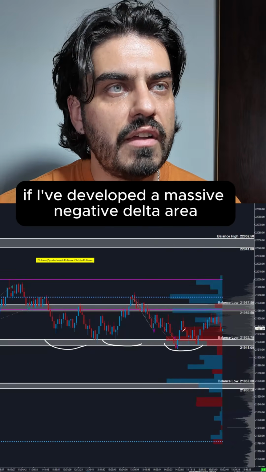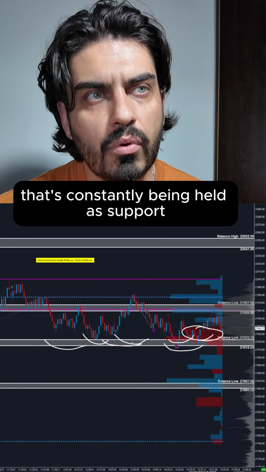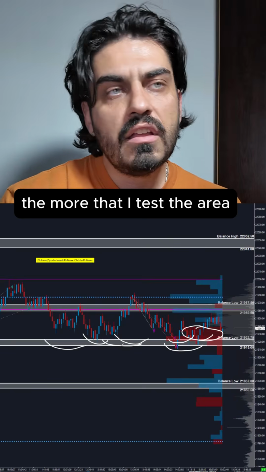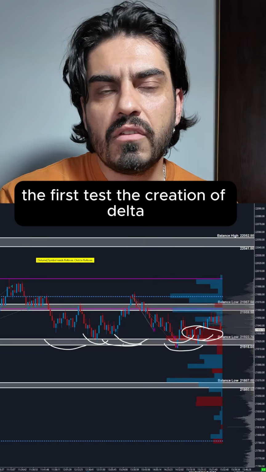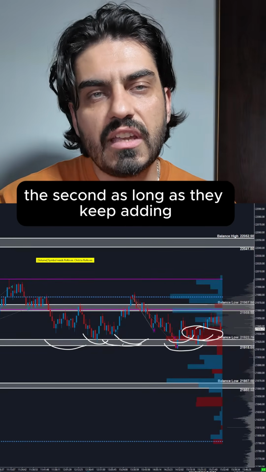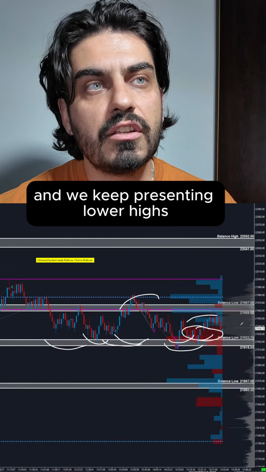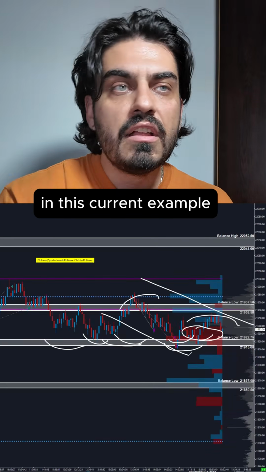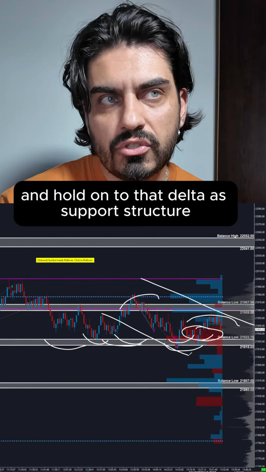Now, market structure really helps with the contextual understanding of what's going on. So, for instance, if I've developed a massive negative delta area that's constantly being held as support, the more that I test the area, the less I'm going to be comfortable trying to buy it. The first test, the creation of delta. The second, as long as they keep adding, sure. But the more we test it and we keep presenting lower highs in this current example, the less I really want to jump in and hold on to that delta as support structure.